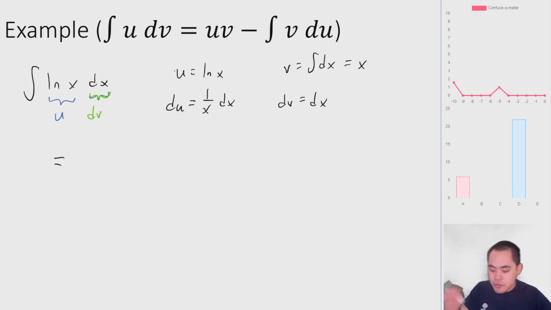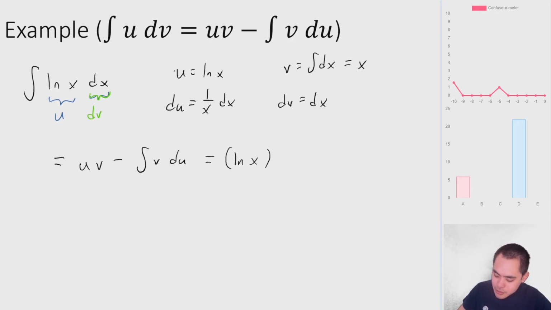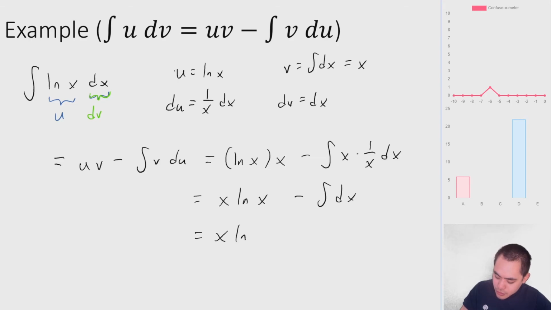And so once you've done that, since you already have the integral of u dv, this is equal to uv minus the integral of v du, which is equal to ln of x times v, which is x, minus the integral of v du. V here is x, du is 1 over x dx. And this is going to be equal to x times the natural log of x minus the integral of 1 dx, which is equal to x natural log of x minus x plus some constant.